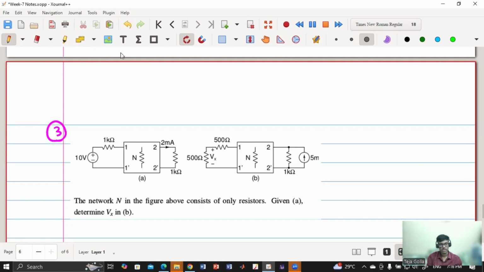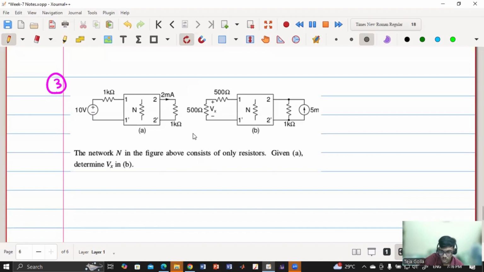Okay. In this question, they have given one two-port network, and at the input side they have 10 volt and 1 kilo ohm, and at the output side they have 2 milliampere and 1 kilo ohm. Now they are exciting the output with a current source of 5 milliampere, and they're asking what is the value of Vx.